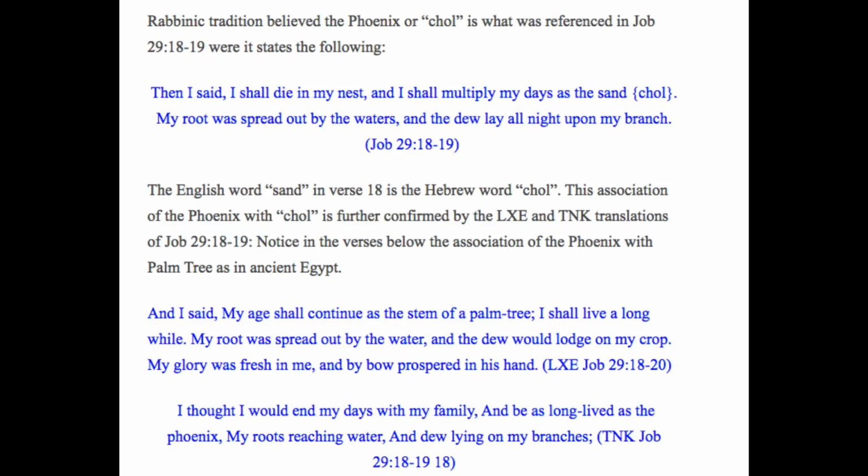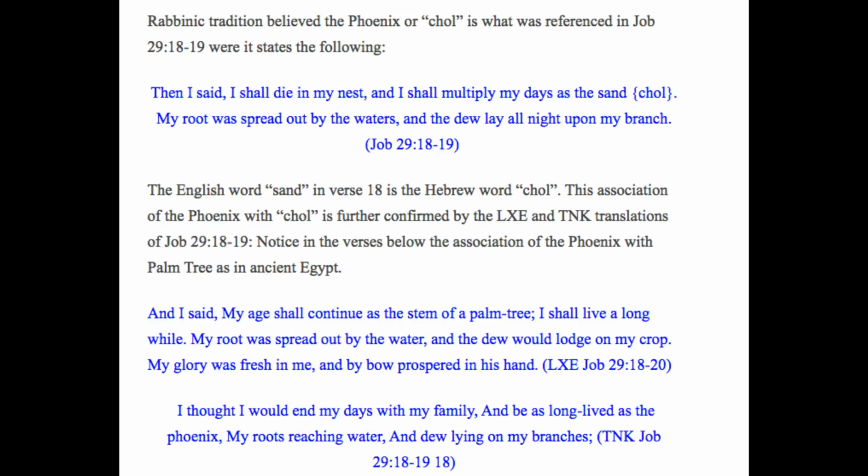states the following. This is the verse we just mentioned before. Then I said, I shall die in my nest, and I shall multiply my days as the sand, chol. My root was spread out by the waters, and the dew lay all night upon my branch. Job 29:18-19. The English word sand in verse 18 is the Hebrew word chol. This association of the phoenix with chol is further confirmed by the LXX and TN, the Septuagint and Tanakh translations, I believe, of Job 29:18 and 19.